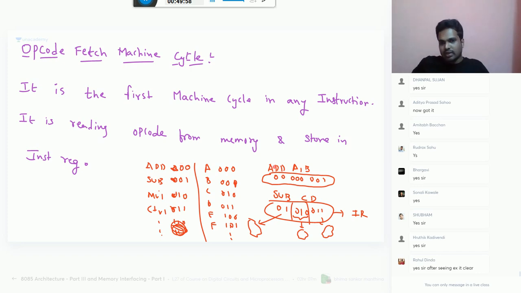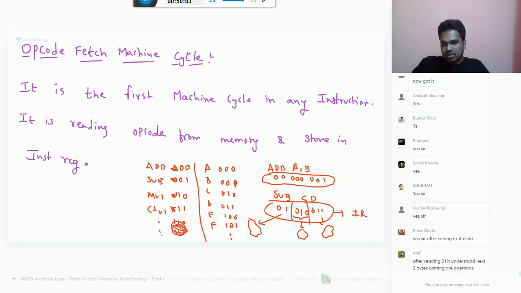So actually, opcode generally contains the original opcode and sometimes operands also, but we call it as opcode only.